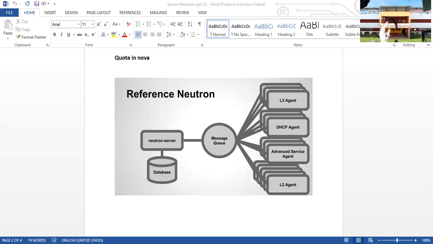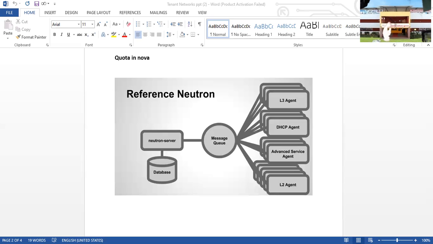So checking quota here. When calculating limits for a given resource and tenant, the following checks are made in order, depending on the resource. Is there a tenant-specific limit on the resource in either the quotas or project user quotas table in the database? If so, use that limit.